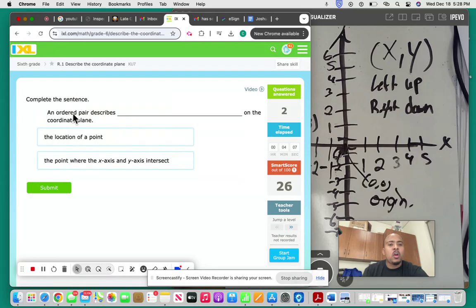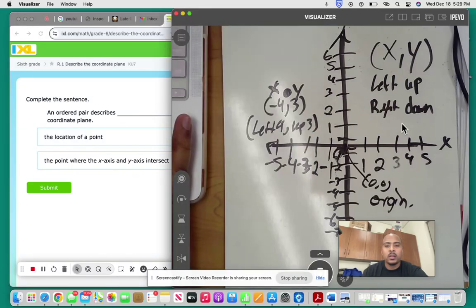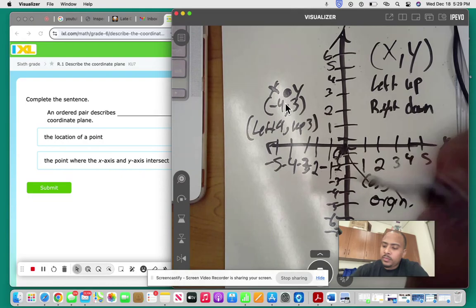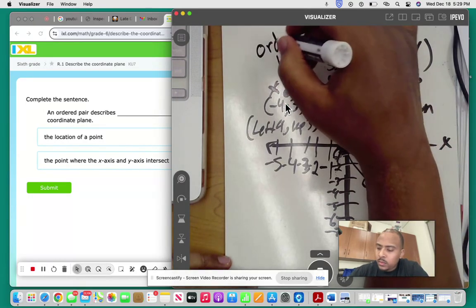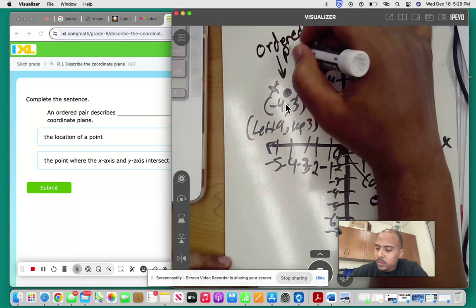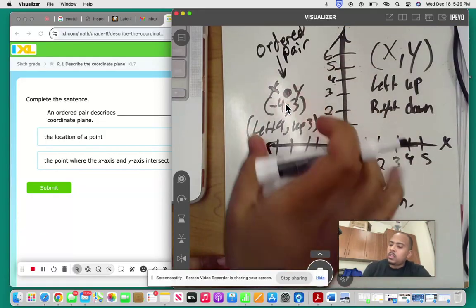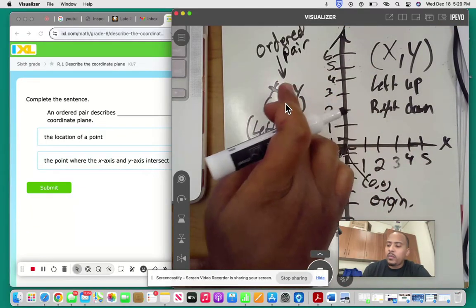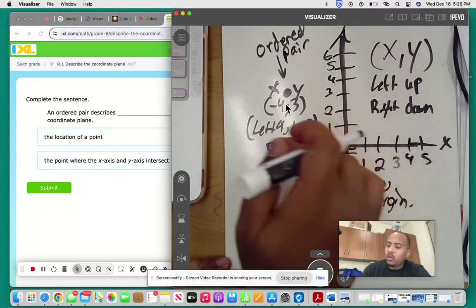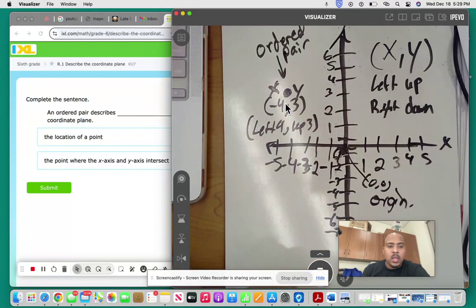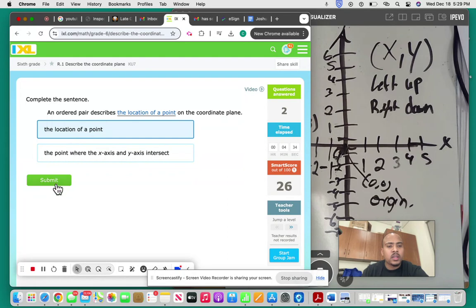Okay. An ordered pair describes blank on the coordinate plane. What does an ordered pair describe? Right? This is an ordered pair. It's the location of a what? Point. Wherever the point is, that's how I get there. That's saying go left 4 and up 3. All right? And that's what that answer would be. The location of a point.